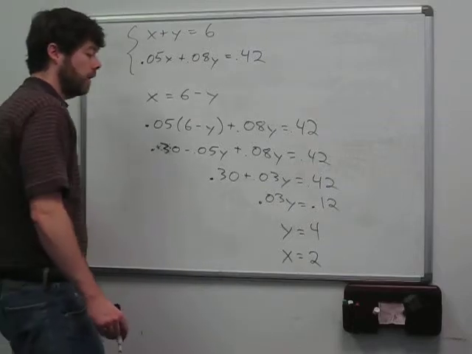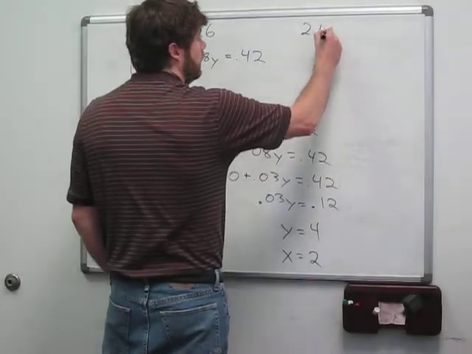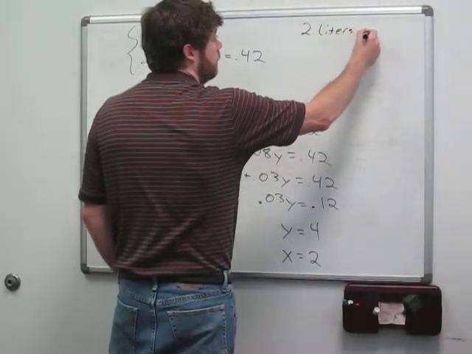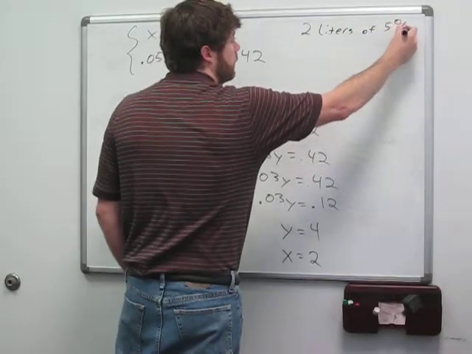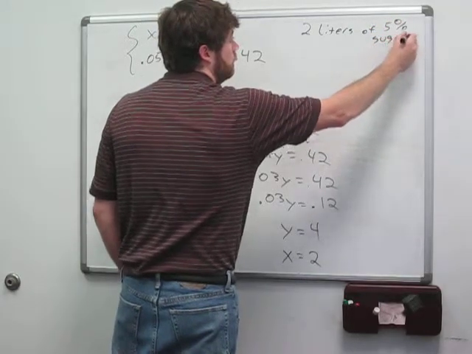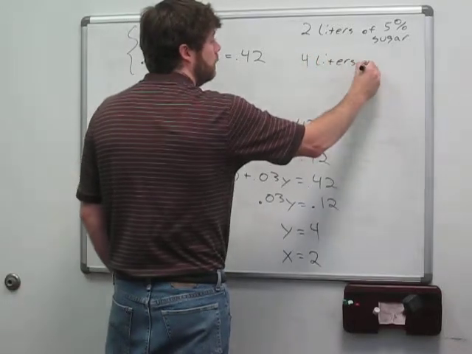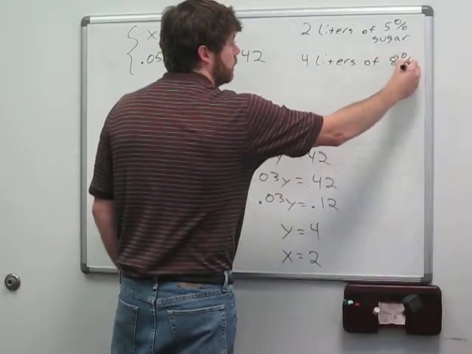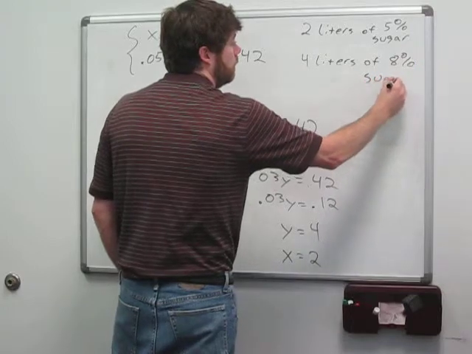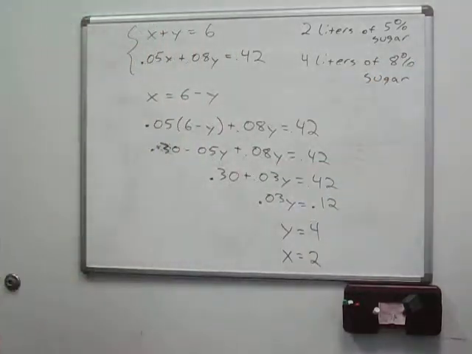So to answer our question, we need 2 liters of the 5% sugar lemonade and 4 liters of the 8% sugar lemonade. And when we mix those two quantities together, we get 6 liters of lemonade that is 7% sugar.